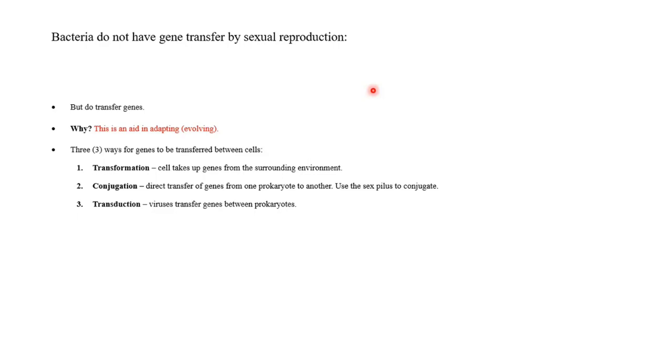There are three ways genes can be transferred between these cells: transformation, conjugation, and transduction. In transformation, a cell takes up a gene from the surrounding environment, so they inherit the genes of the surrounding area. Conjugation is the direct transfer of a gene from one prokaryote to another by the use of sex pili. Transduction is the transfer of genes by viruses between prokaryotes.